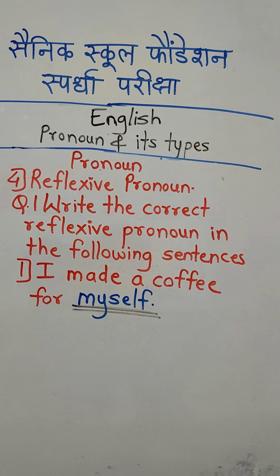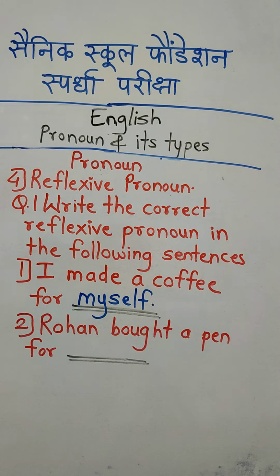Now the next sentence is given, Rohan bought a pen for dash. Here we have Rohan as a noun. We don't have any pronoun here. But because Rohan is a male person, we will write here the reflexive pronoun for he, that is himself. So now we will get the sentence, Rohan bought a pen for himself.